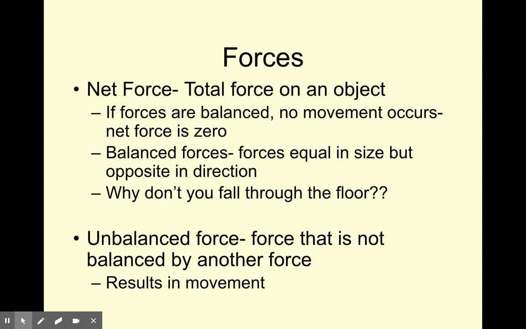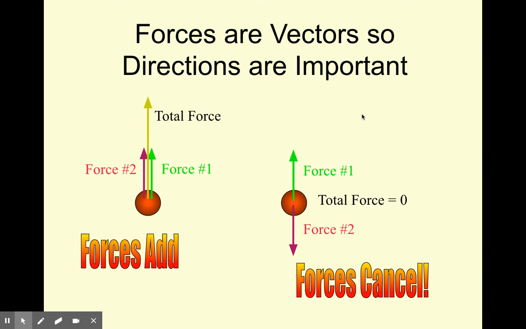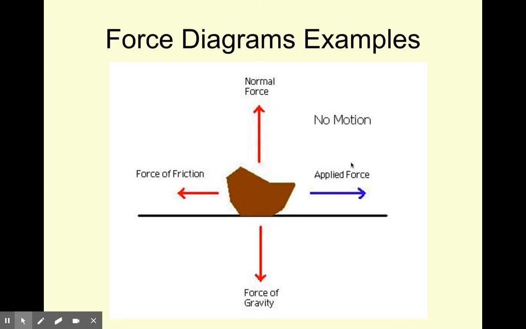It results in movement. For example, over here our total force is unbalanced, so we have movement. The forces add. Over here, these forces are balanced in opposite directions, so our net force is zero. The forces cancel. We would say that most of the time there is no movement here. So right here, we're not going to have any movement.